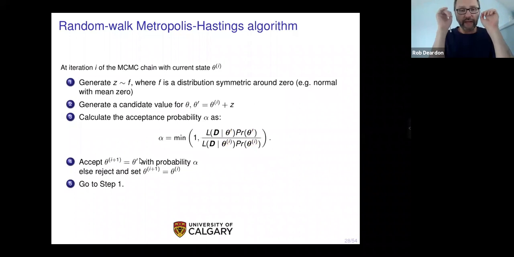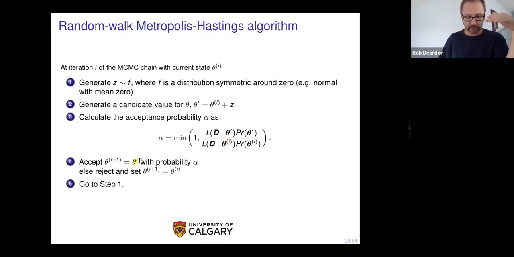And then the final step is that we accept that proposed value of the parameters as our next point in the Markov chain. So I set that equal to theta i plus 1. I do that with probability alpha. Otherwise, I stay where I am: I reject that theta prime, and I set my next point in the chain to where I am currently. That's obviously with probability 1 minus alpha. And then I repeat that over and over again.